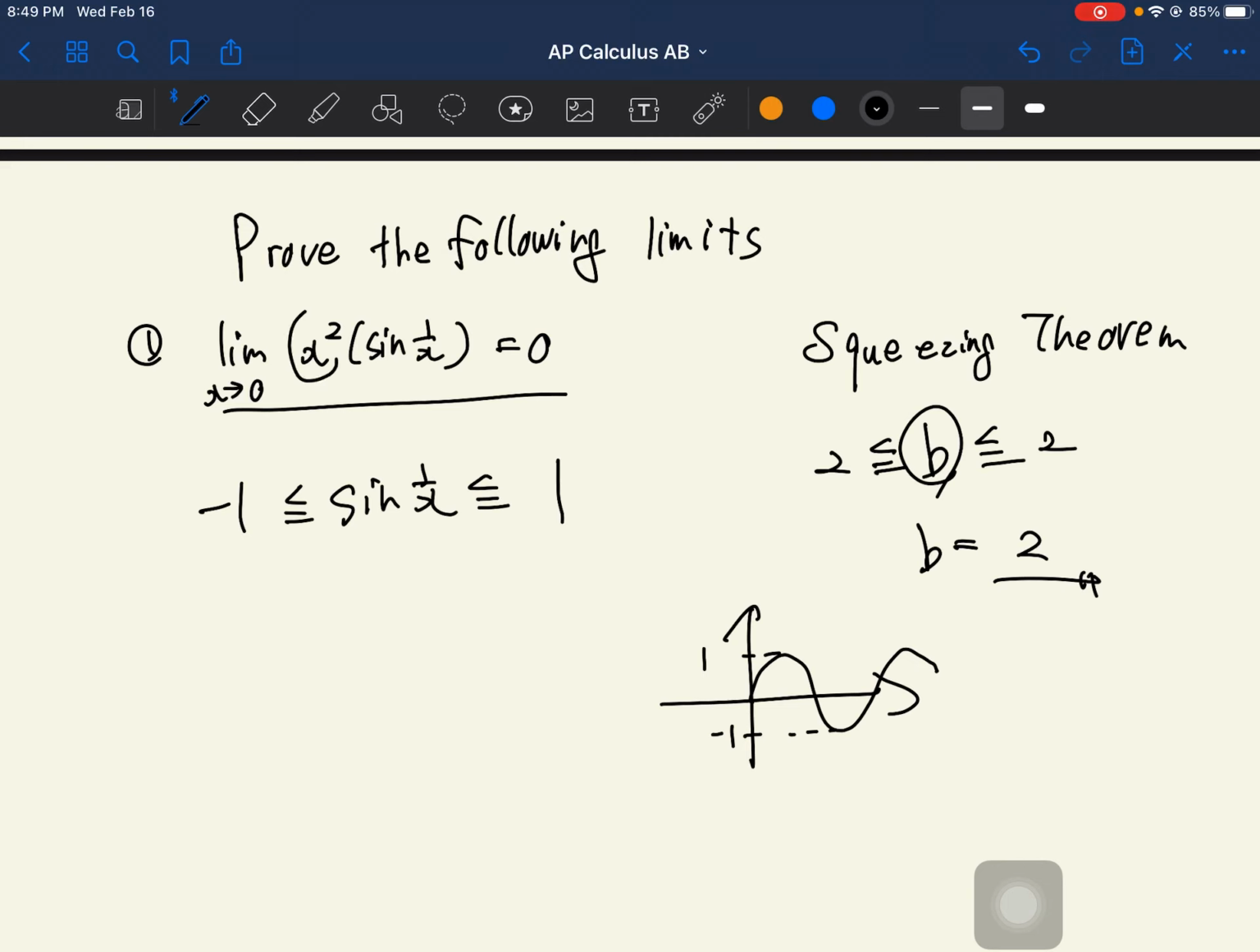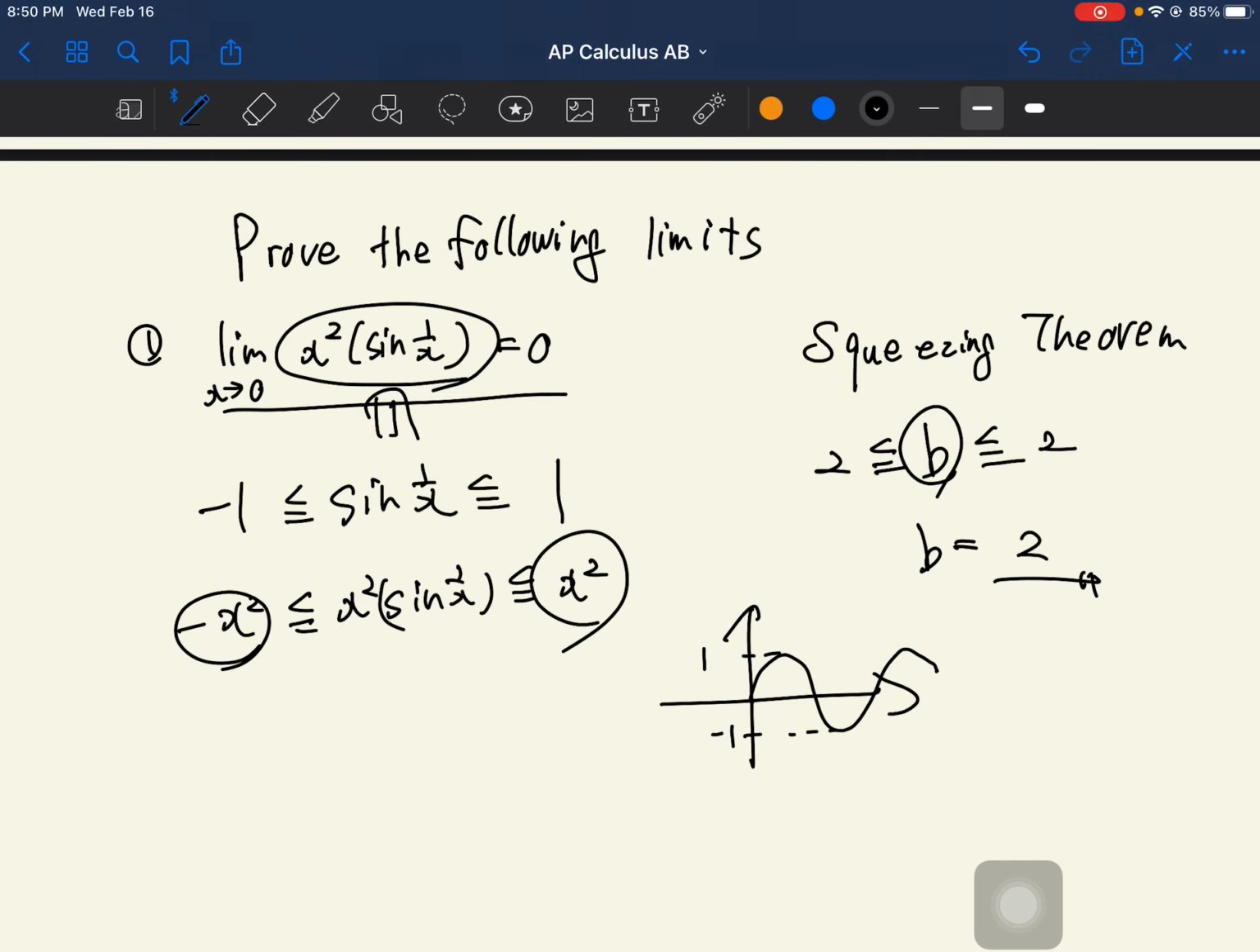But the function we want to find is this function, so let me try to make it closer to that. Let me multiply everything by x squared. It's going to be -x squared, x squared times sine 1 over x, and x squared. Now it's getting similar. Then I'll use the squeezing theorem and find the limit of these two.